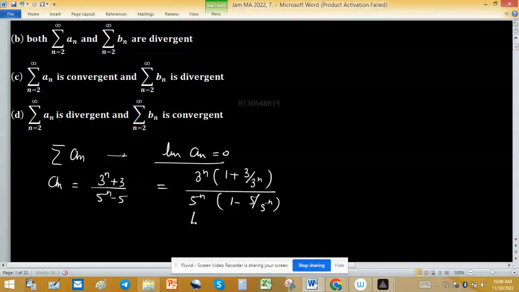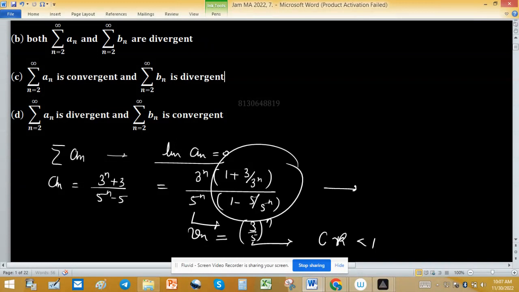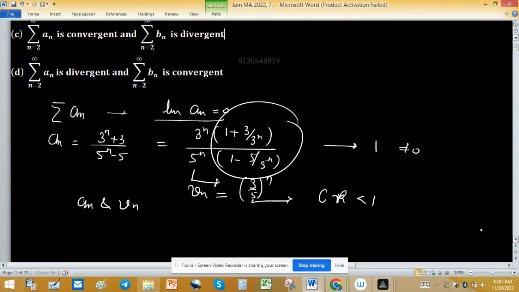From this, you can find 3 upon 5 raised to the power n. This is a geometric progression with common ratio less than 1, and this is a geometric series. So consider vn. The limit of this expression is 1, not equal to 0. So an and vn behave alike because vn is convergent. This is convergent. That's why an is convergent. Now we have reached summation an is convergent.